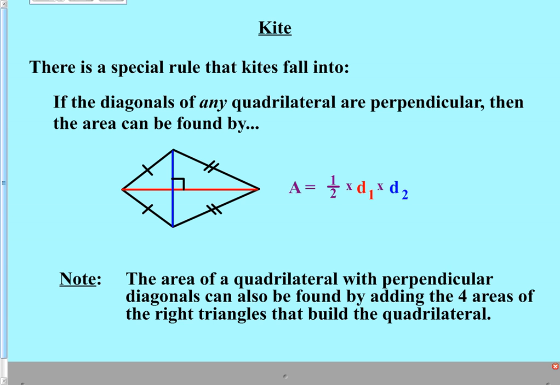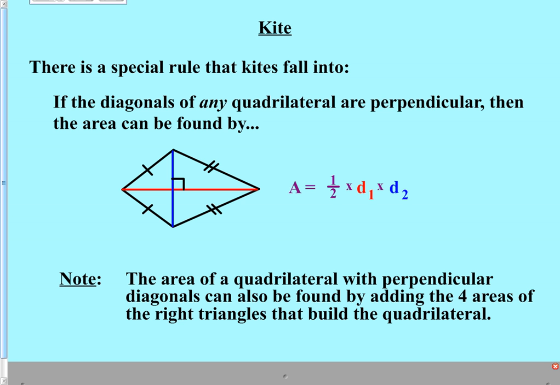Now, this formula is a good formula not only because it helps us find the area of a kite, but also because it works for the area of any quadrilateral that has perpendicular diagonals. And of course the quadrilaterals that have perpendicular diagonals are the kite and also the rhombus, which has another formula, base times height, so we can use either of those. If you have a rhombus where you have base and height, we'll use that formula.